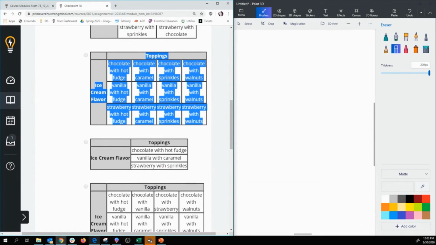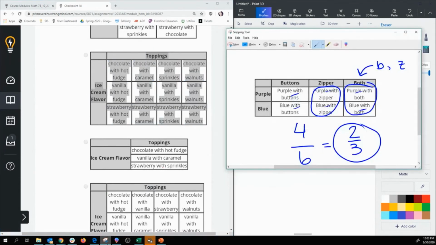And then Dawson, the Jericho one was 2 out of 3, so 2 over 3.